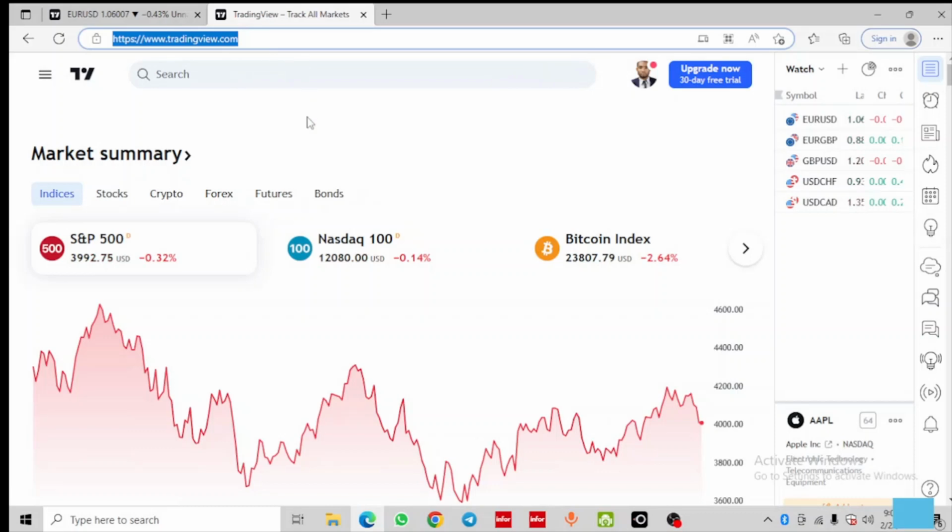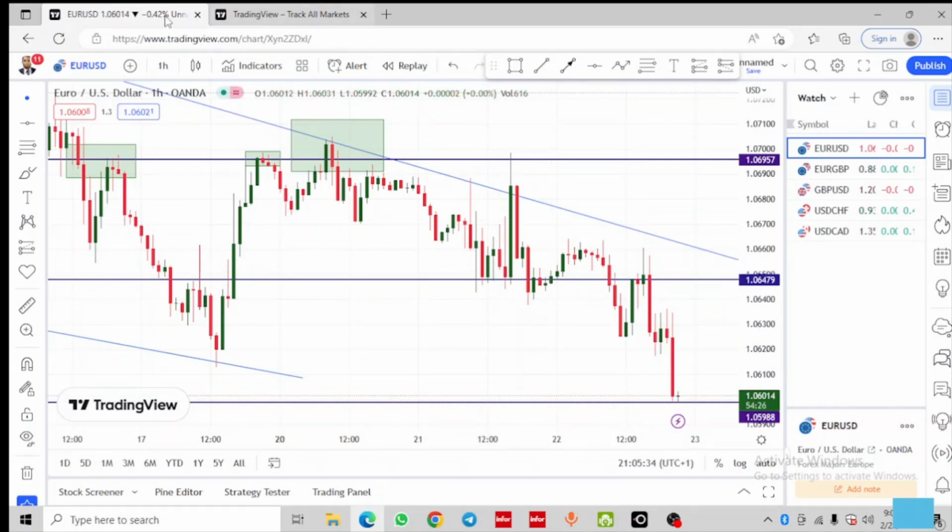Hello guys, so the first thing you do is get to your browser. Just type this web address, www.tradingview.com, this one. So when you open it, all you need to do is sign in and register with your email address and have an account. Then when you open it, this is how it's going to look. This is the environment of TradingView.